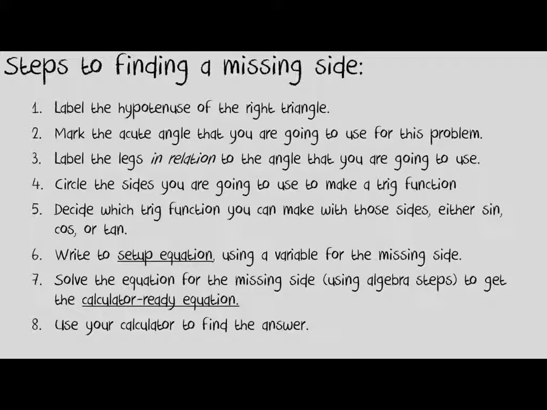4, circle the sides you're going to use to make the trig function work. 5, decide which trig function you can make with those sides, either sine, cosine, or tangent. 6, write the setup equation using a variable for the missing side. Normally that variable is x. 7, solve the equation for the missing side using your algebra steps to get the calculator-ready equation. And then 8, you just type it into your calculator and get your answer.